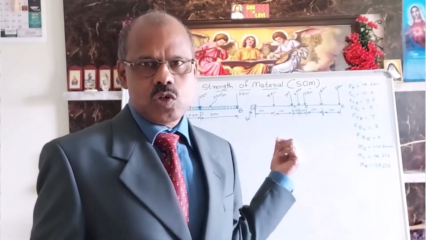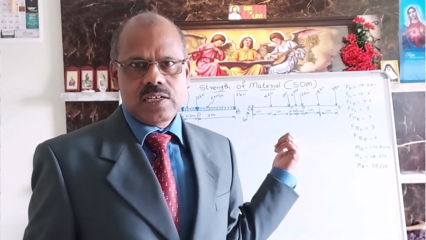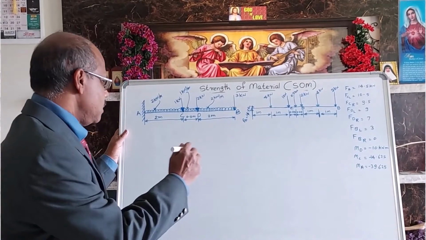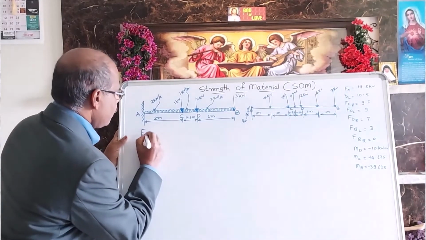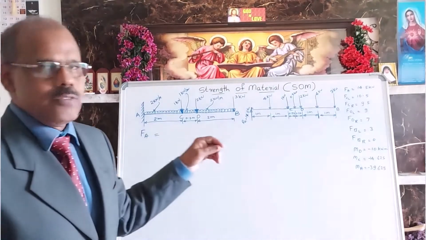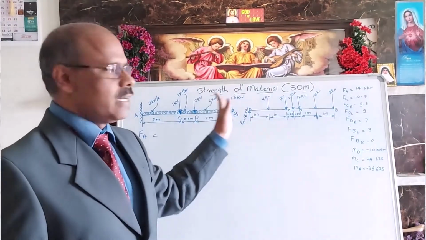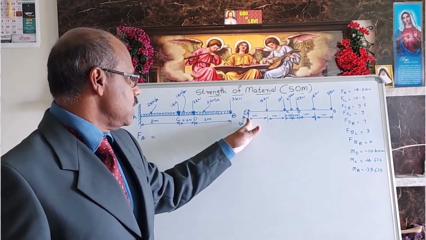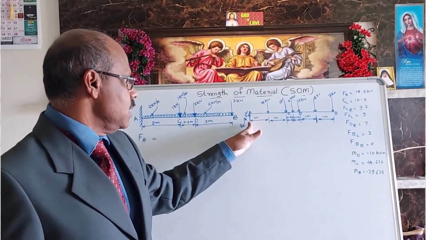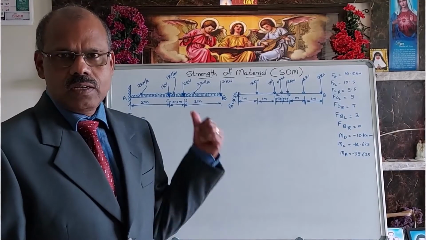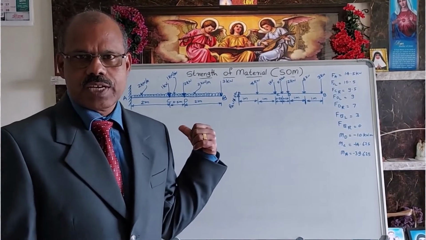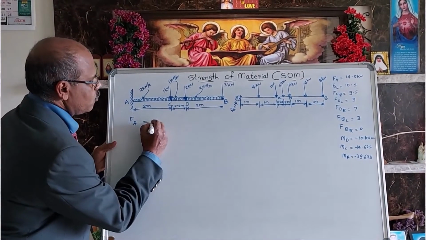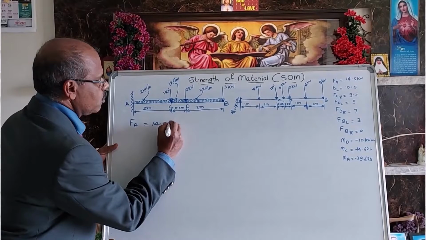Now let us come to the shear force calculation. Here we are taking a section between point A and C. Shear force at A is equal to FA, and FA is equal to 14.5. So write over here 14.5 kilonewton.